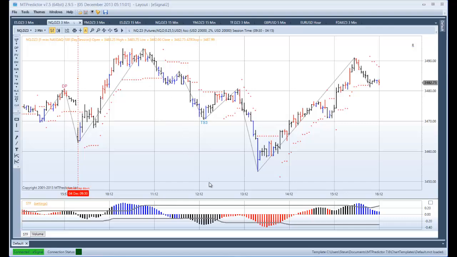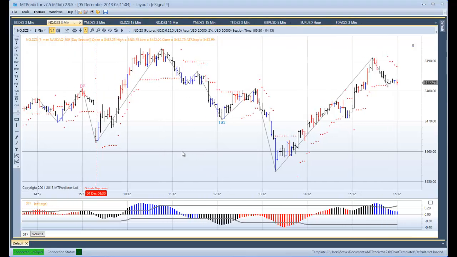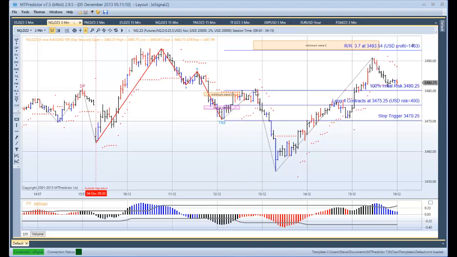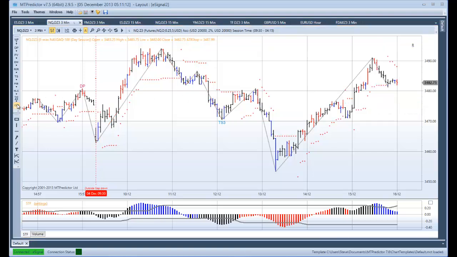At first sight on the automatic setups, it doesn't seem like there was a lot going on. A potential TS3 buy here that basically only went up to the 100% initial risk level. So now I want to take this to the advanced levels, and this is what we do in our MTPredictor training. In other words, we take MTPredictor to the higher levels using the more advanced tools in the software.